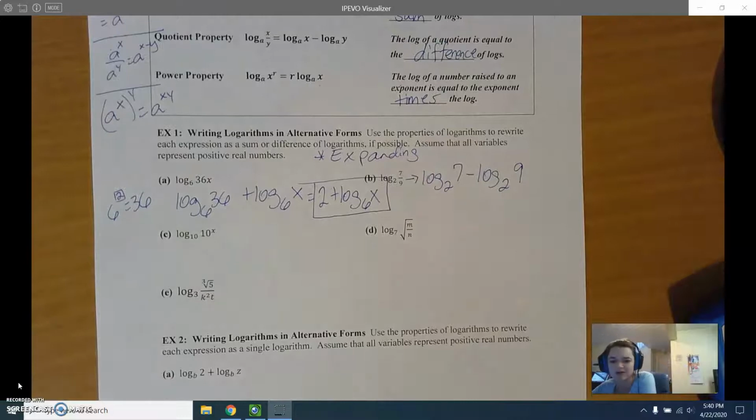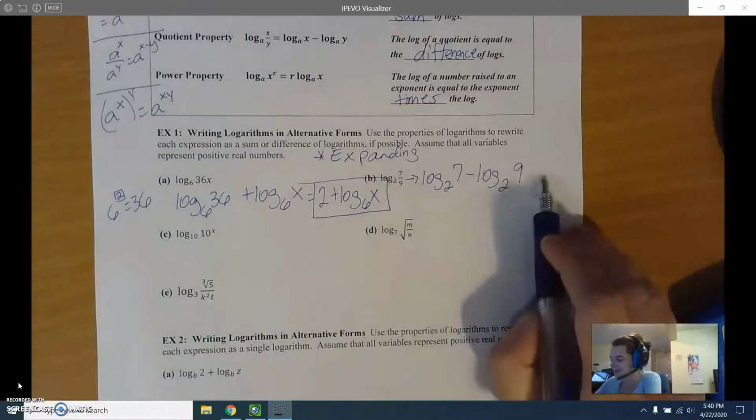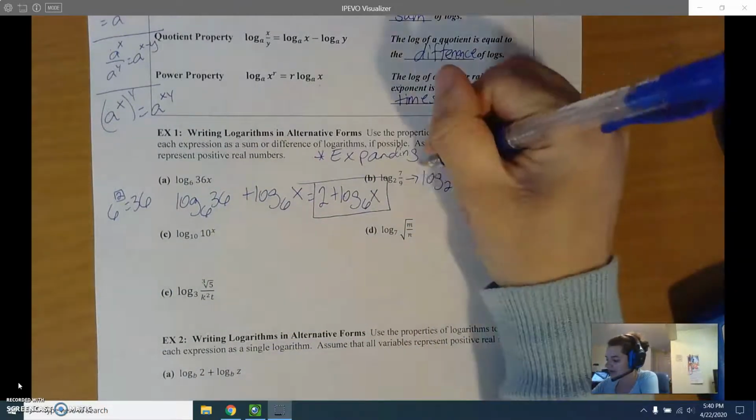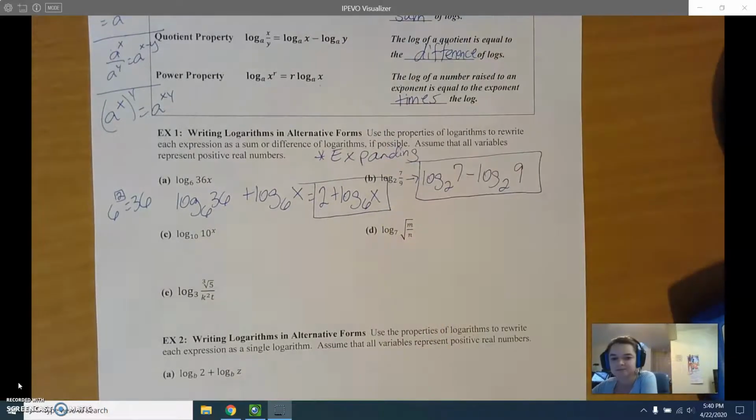And 2 to some power giving me 7, it's not going to be a pretty number. And same thing with 2 to some power giving me 9, it doesn't work out nicely. So we're going to leave it exactly like it is. Okay? Let's do another one.